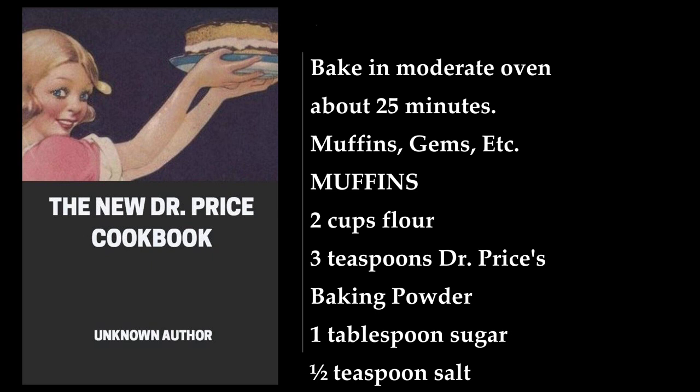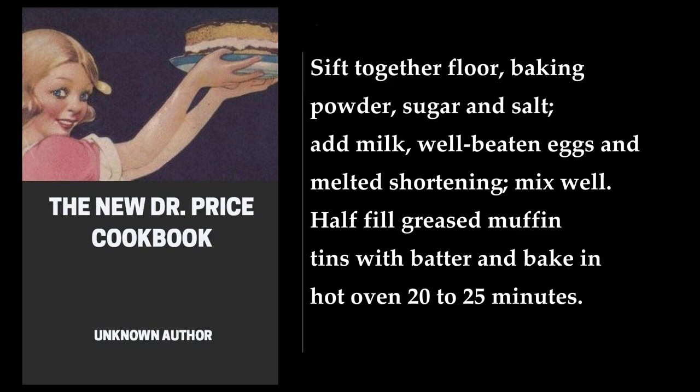Muffins, gems, etc. Muffins. 2 cups flour. 3 teaspoons dry Price's baking powder. 1 tablespoon sugar. 1/2 teaspoon salt. 1 cup milk. 2 eggs. 1 tablespoon shortening. Sift together flour, baking powder, sugar and salt. Add milk, well-beaten eggs and melted shortening, mix well. Half-fill greased muffin tins with batter and bake in hot oven 20 to 25 minutes.